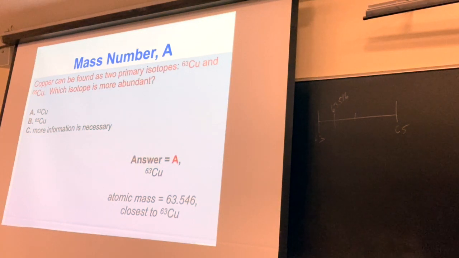That's an easy way to tell that 63 is more abundant. If you think about it in terms of averages, if you're an average kind of person, you must have more 63 to get this number, the average of all the isotopes, than you'd have this number right here.